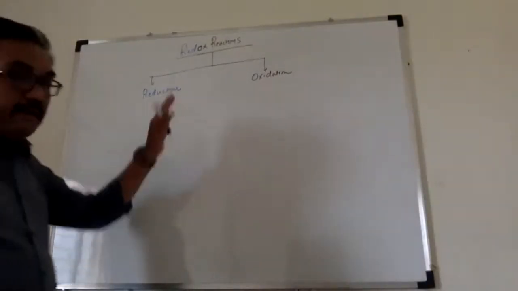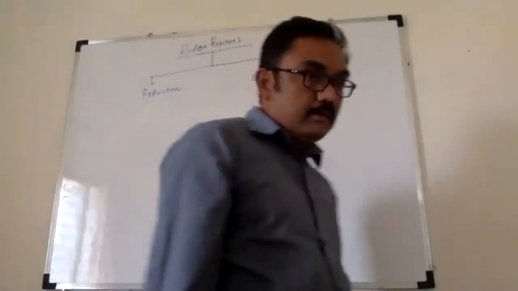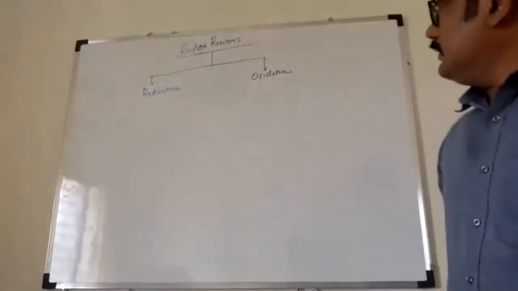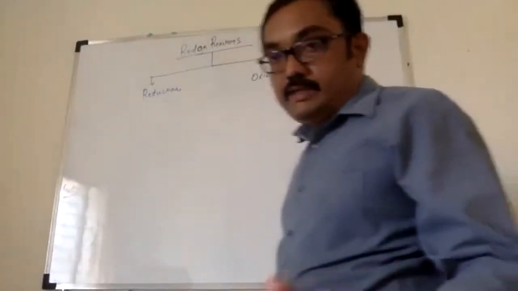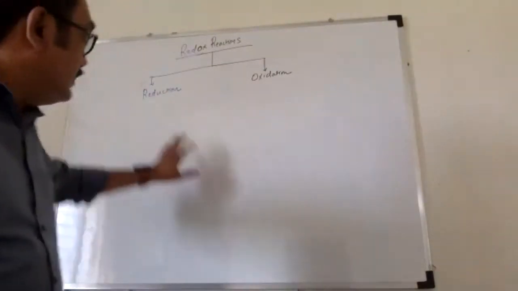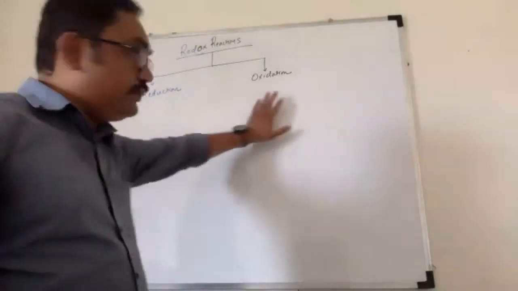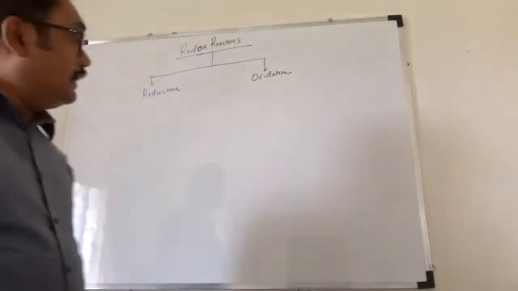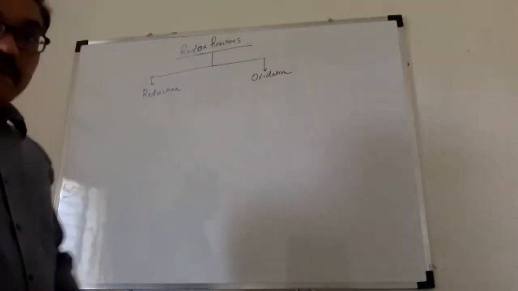We have started with the redox reaction. Write down the definition. All those reactions that involve reduction half and the oxidation half are called redox reaction.